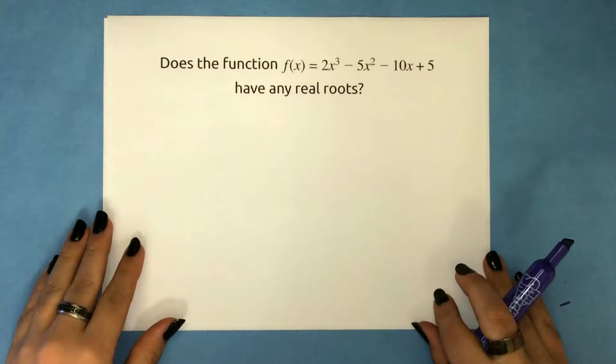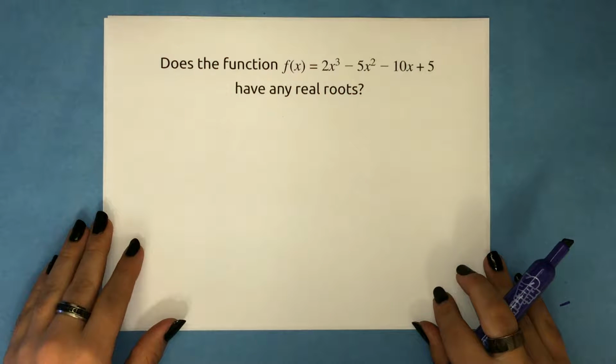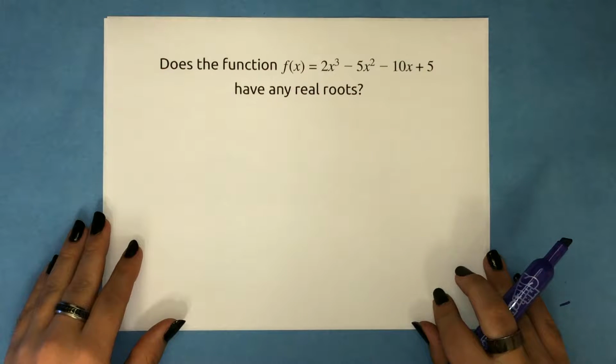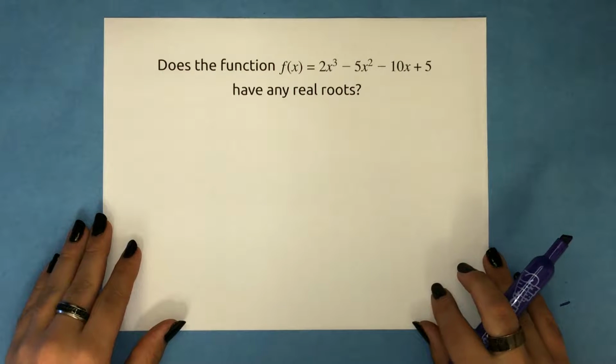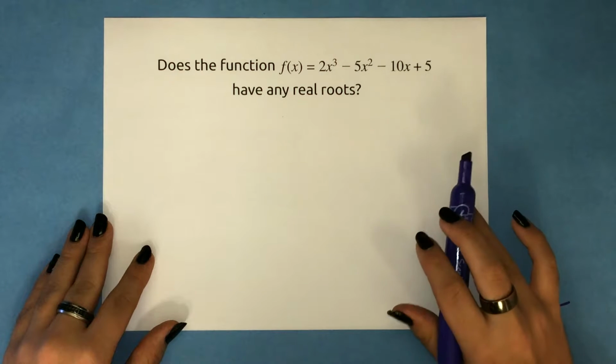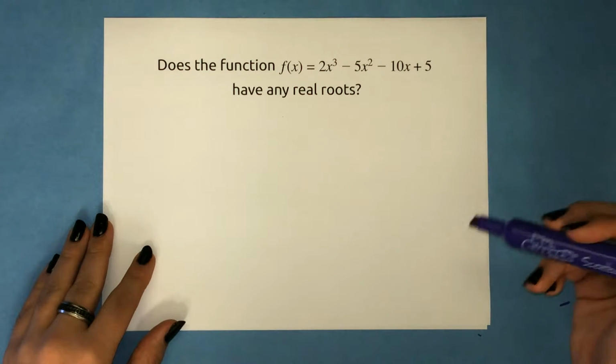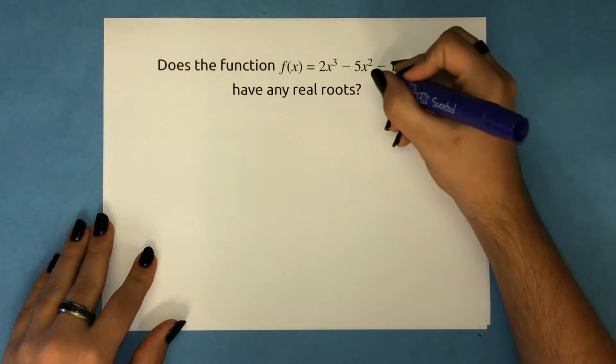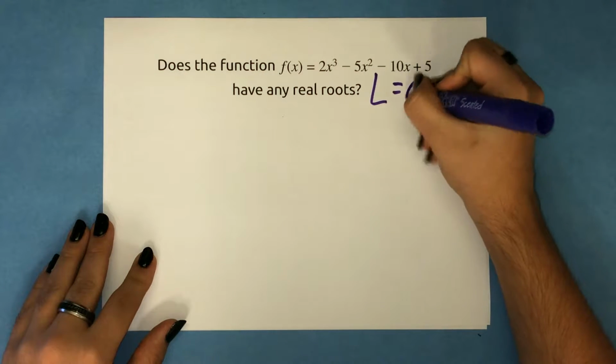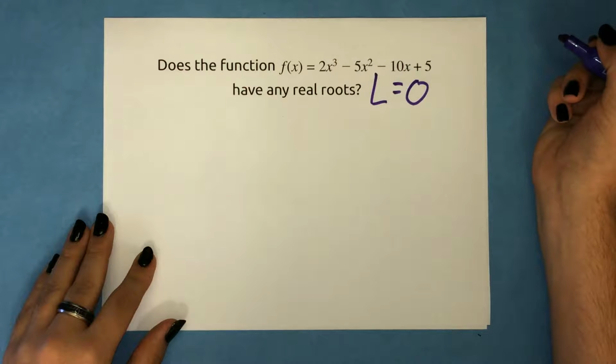Does the function f of x, which equals 2x cubed minus 5x squared minus 10x plus 5, have any real roots? What this type of problem is asking you to do is find the interval where f of a and f of b are on either side of the x-axis and L is equal to 0. Let's try some x values out.